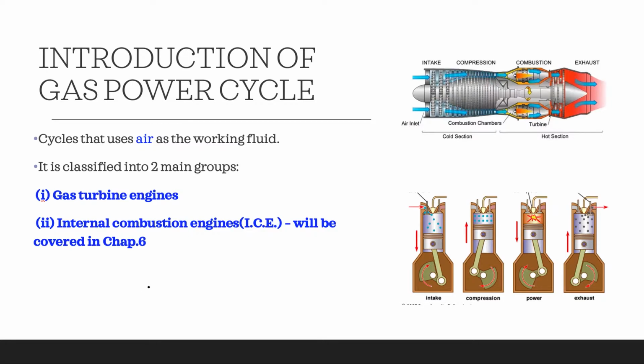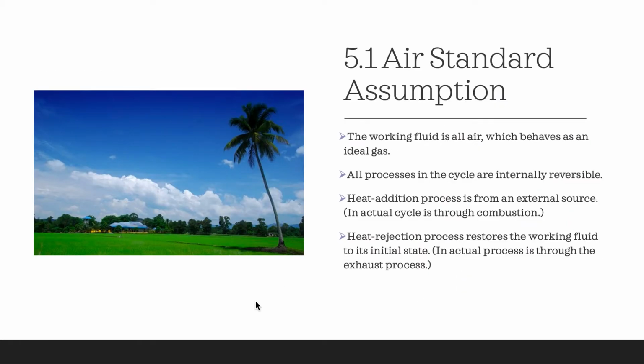So we go to the introduction of gas power cycle. Brayton cycle uses air as a working fluid. It is classified into two main groups. First is the gas turbine cycle. And next is the internal combustion engine, or ICE. This topic will be covered in chapter 6.